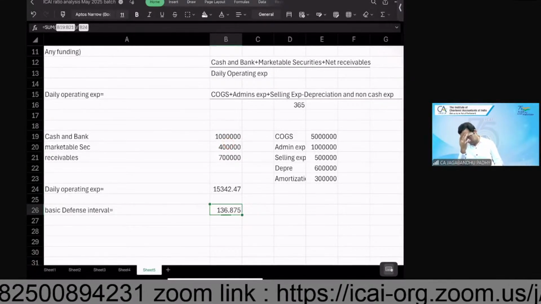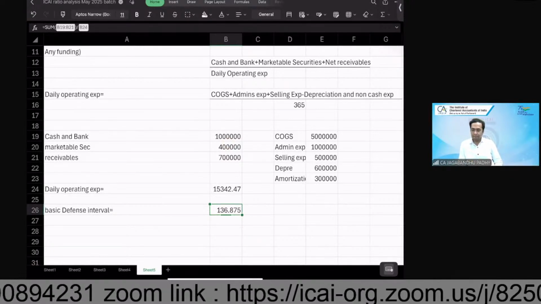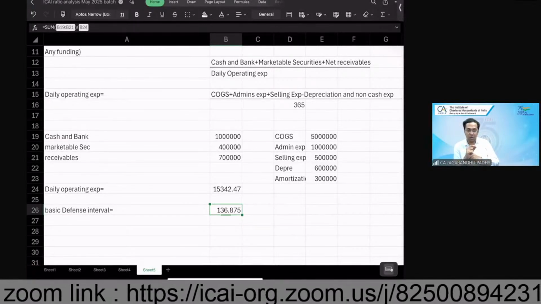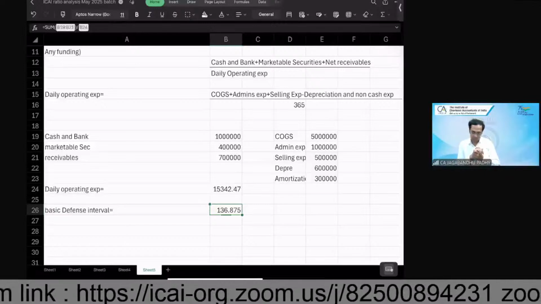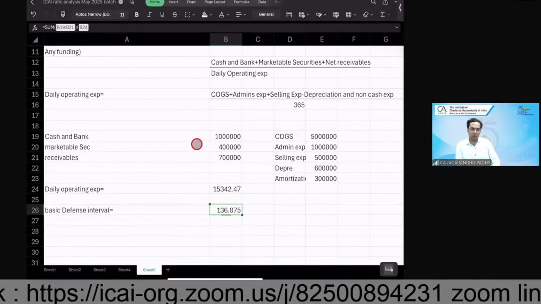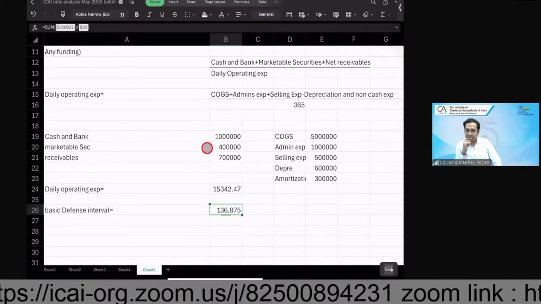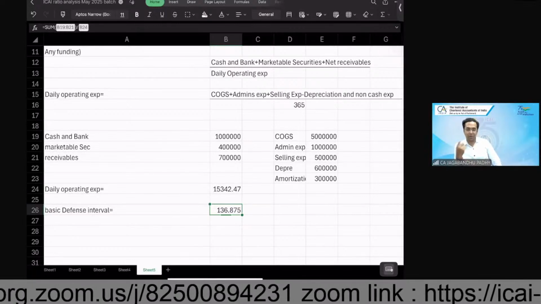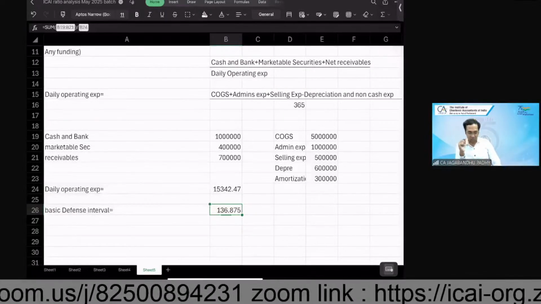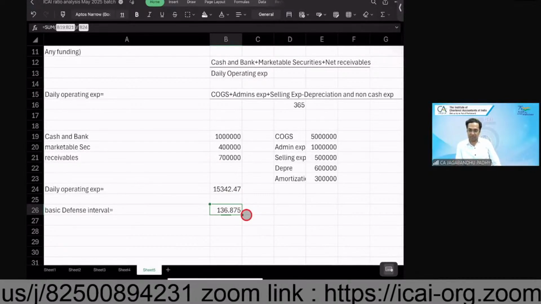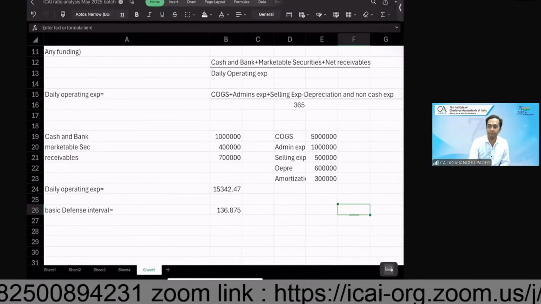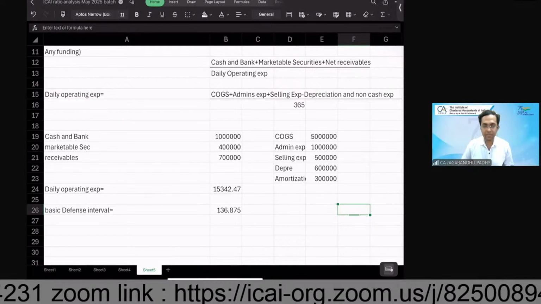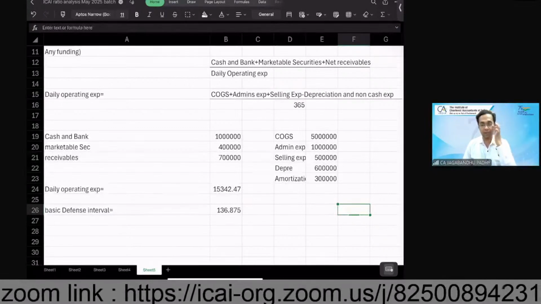Is this clear? Everyone? Now, suppose tell me, if we have a company which is having a basic defense interval ratio as 100, what do you feel about that company? Is that company more liquid than this, or is it less liquid than this? It is less liquid, right? Because it has a lesser amount of cash compared to the daily operating expense. It has got a lesser amount of cash compared to the daily operating expense, correct? Am I right? Yeah. Correct. So that's the basic defense interval ratio that we were talking of.